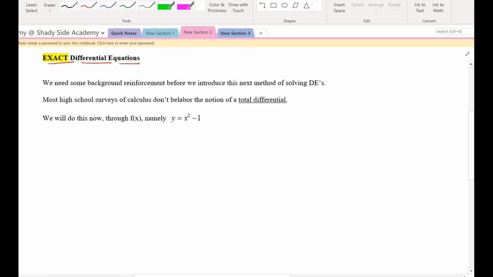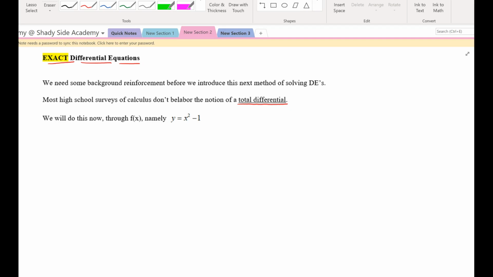And when we talk about exact differential equations, we need to have an understanding of something called a total differential of a function, which we kind of gloss over in AP AB and AP BC calculus, really because you don't need this notation. But it is important for us to go through this explanation of what a total differential is before we get into this next method of solving diff-EQs.